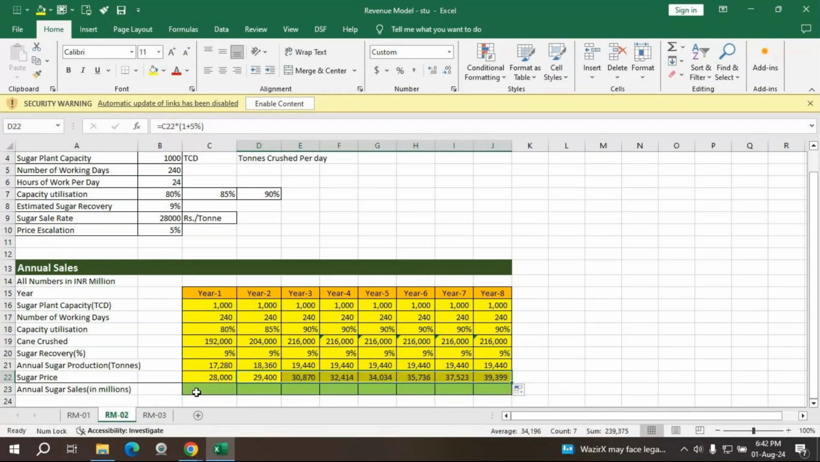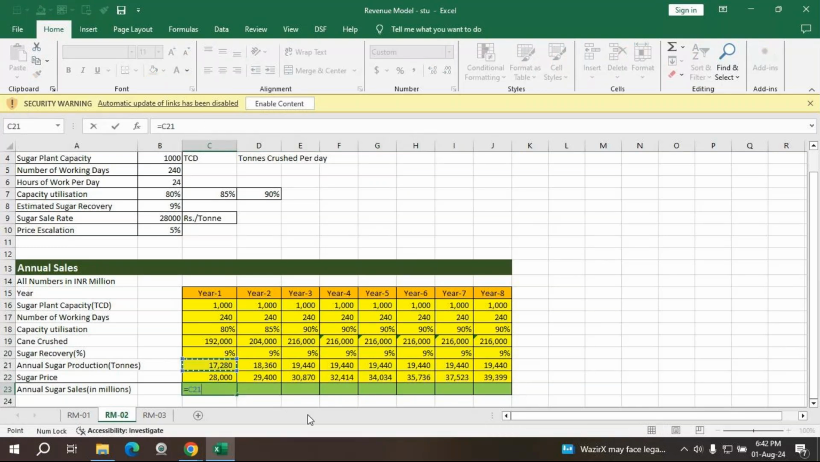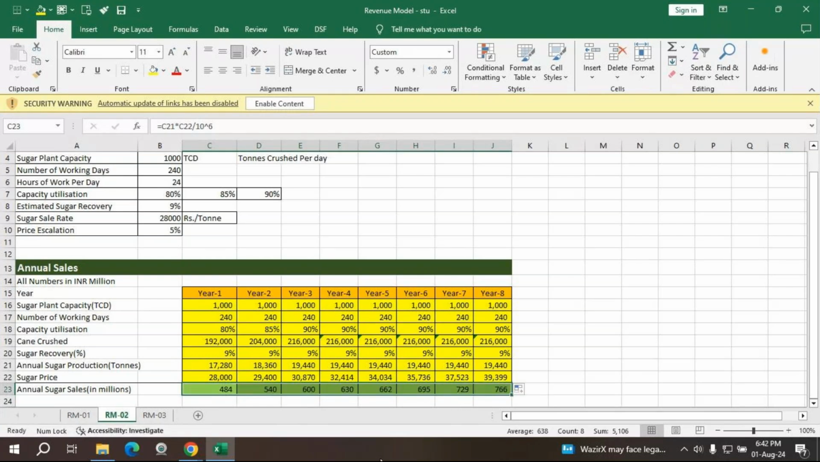Now I want to check annual sugar sales in millions. In millions, it will be equals annual sugar production into sugar price, divided by 10 to the power of, how many zeros are there when I'm talking about millions? 6. So 484 millions, so revenue is happening. This is what your answer is. Check whether you people got the same answer.